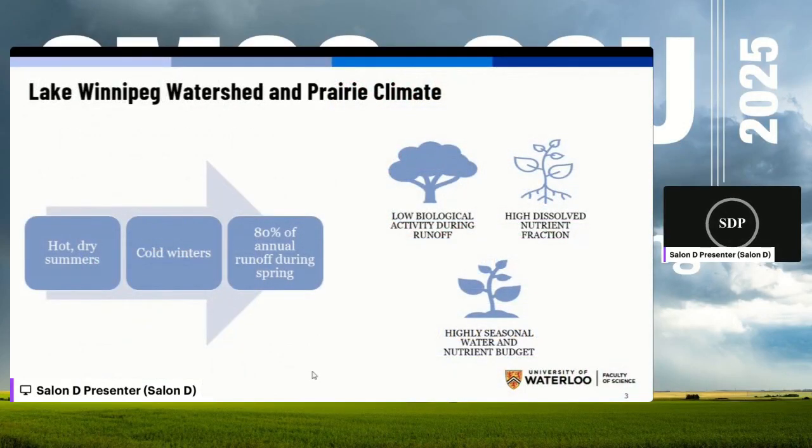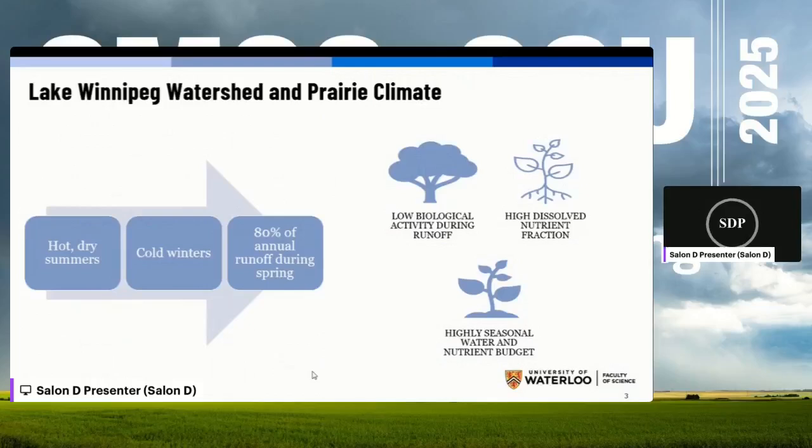In Lake Winnipeg, the watershed is unique because of its prairie climate. It's a climate characterized by extremes. We see hot, dry summers, cold winters where snowpack is able to accumulate. And so 80% of the annual runoff arrives during the spring just due to that snowpack melting. The result is that there's very low biological activity during runoff.